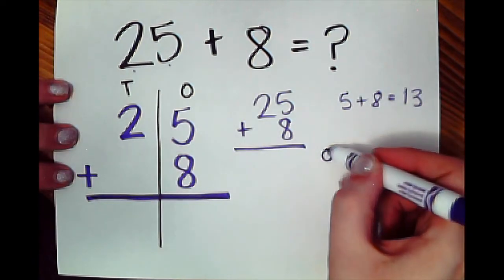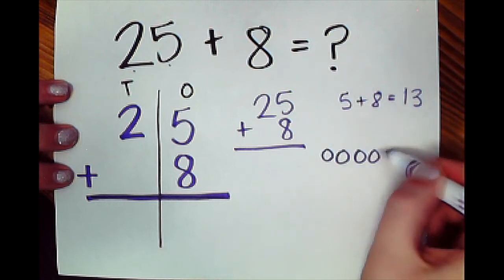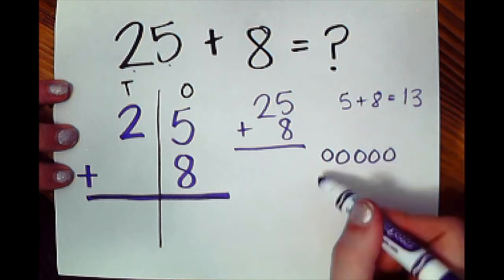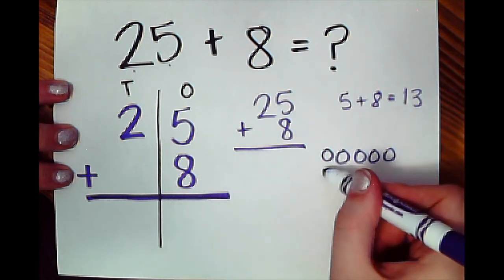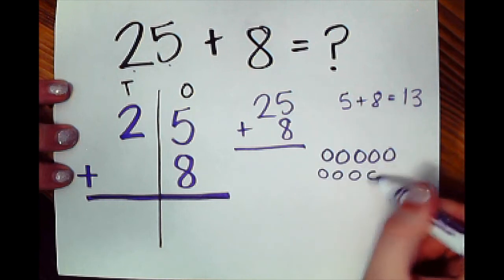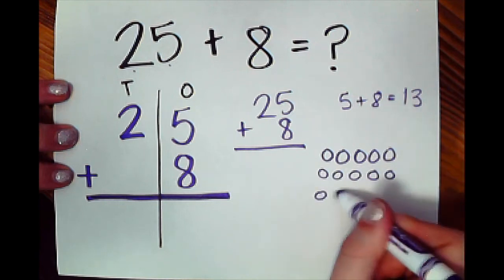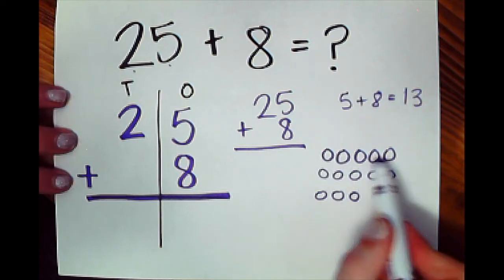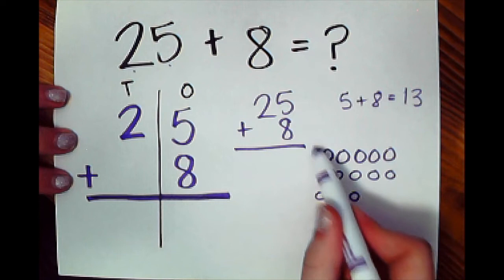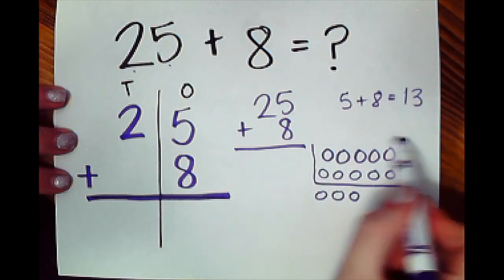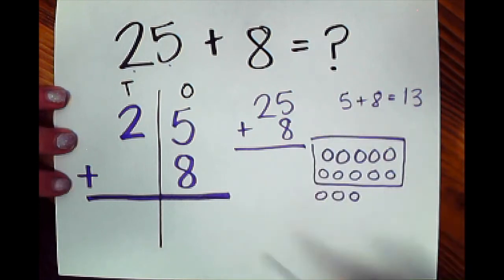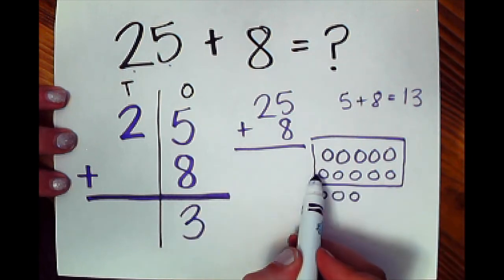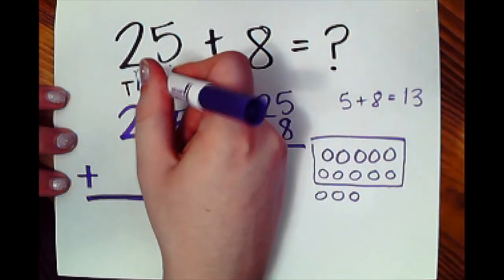So we're going to have 1, 2, 3, 4, 5. Also, you can draw circles instead of dots. So there's 5, and then we're going to do 8 more. 1, 2, 3, 4, 5, 6, 7, 8. And then make a 10. 1, 2, 3, 4, 5, 6, 7, 8, 9, 10. Here's a 10, and it looks like I have 3 ones left over. I'm going to put my 3 ones down here. I'm going to remember to carry my 10 into the tens column.